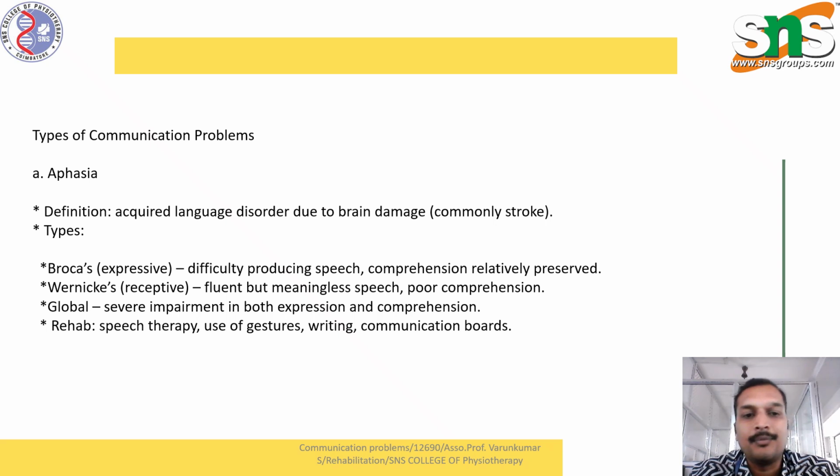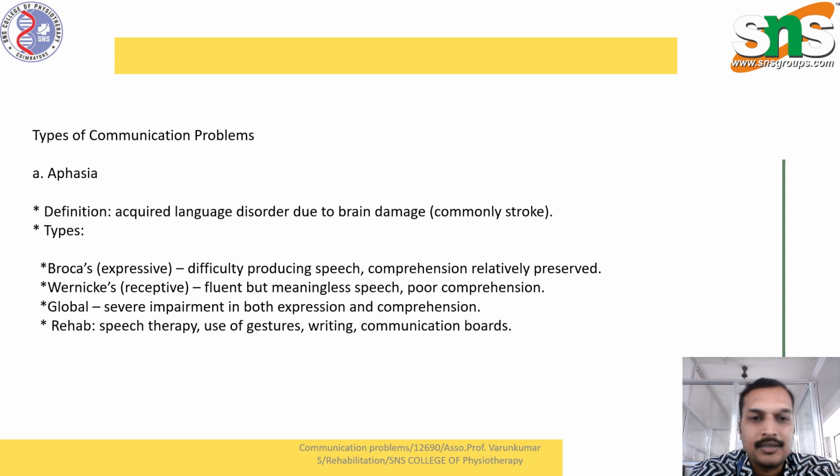Okay, so types of communication problems. Aphasia is an acquired language disorder due to brain damage or brain-related pathology, for example, stroke. Types of aphasia: Broca's aphasia, Wernicke's aphasia, global aphasia. Broca's aphasia involves expressive language, while Wernicke's aphasia involves receptive language.